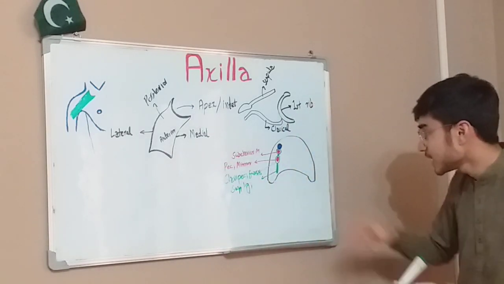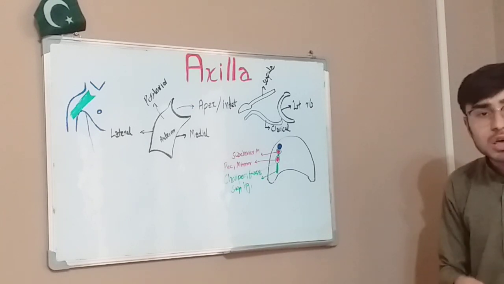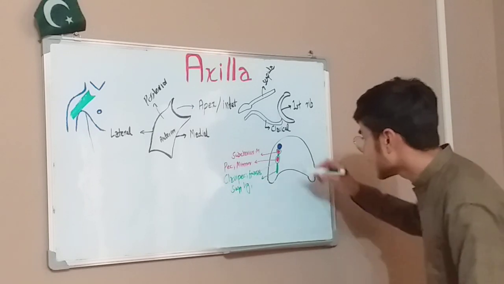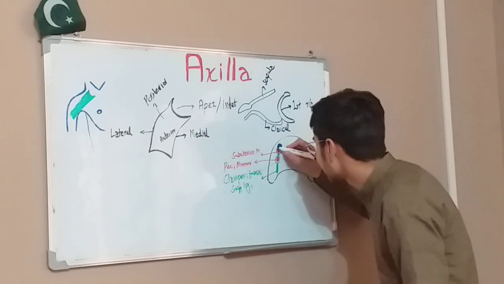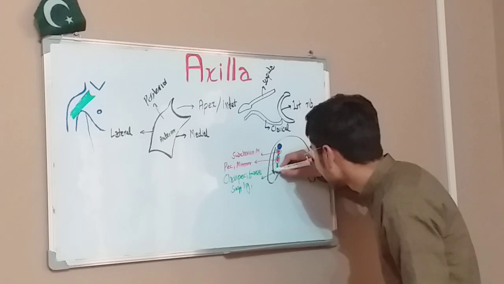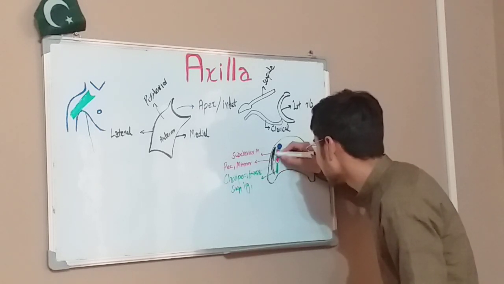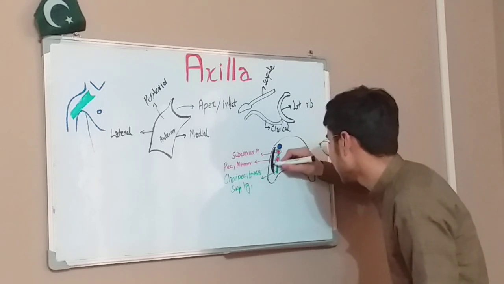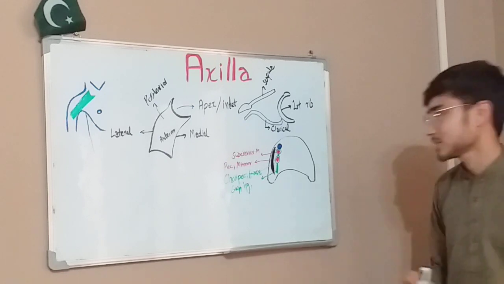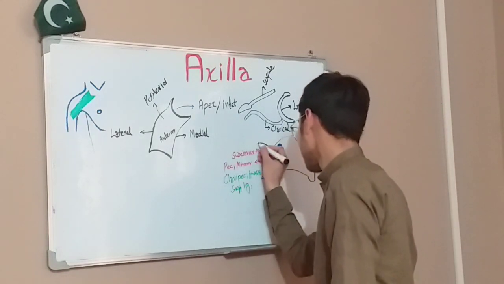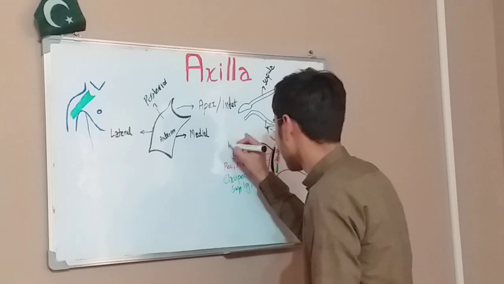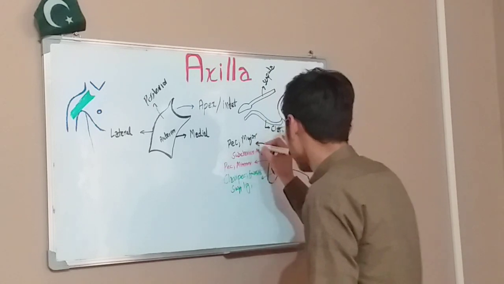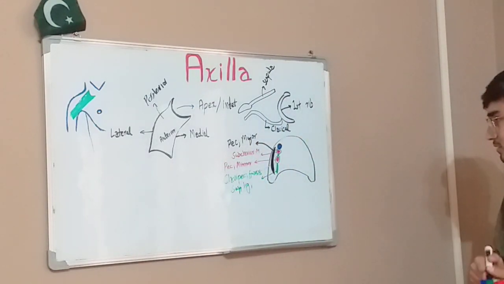And now, anterior to all these structures, we have another muscle, and that very muscle is called the pectoralis major muscle. Now, let me draw the pectoralis major muscle with this black color. This black color is indicating the pectoralis major muscle.